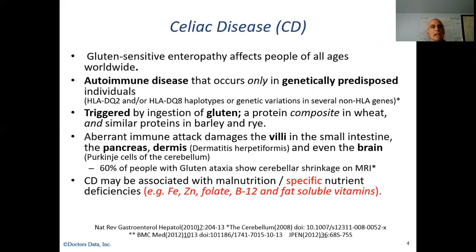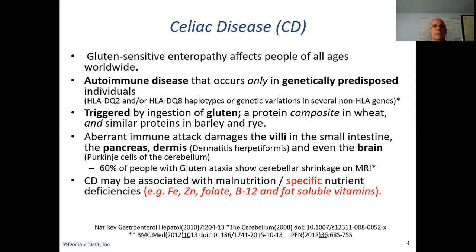Now, celiac has been referred to as gluten-sensitive enteropathy, and it affects people of all ages around the globe. It's an autoimmune disease that occurs only in genetically predisposed individuals, that is, those with the HLA-DQ2 or DQ8 haplotypes, or genetic variations in several non-HLA genes.